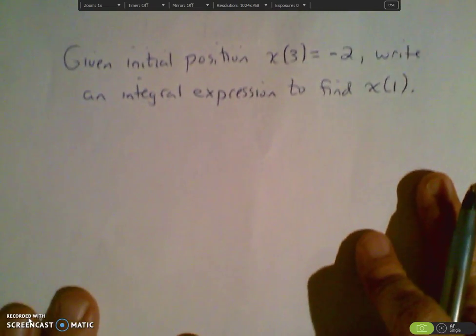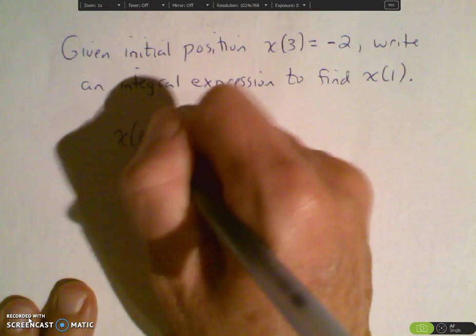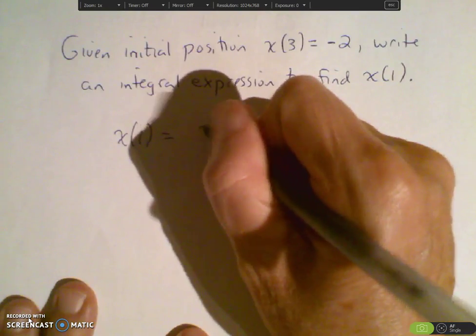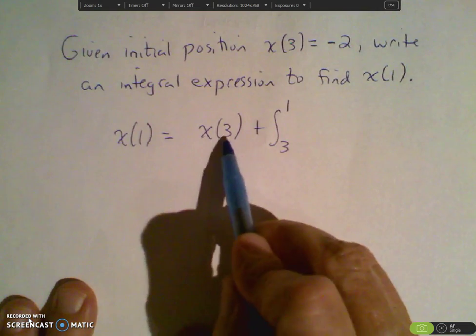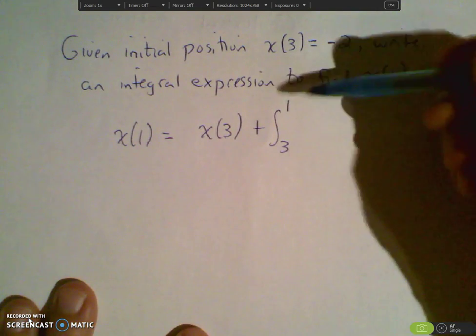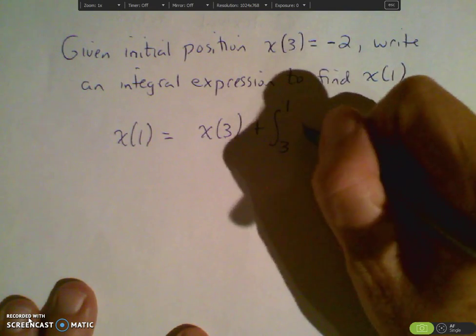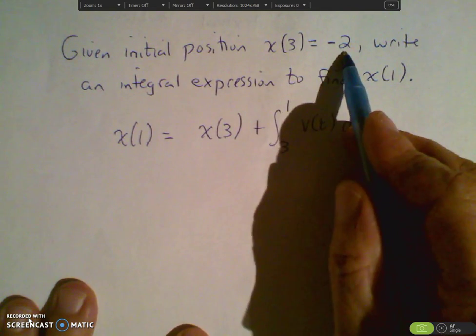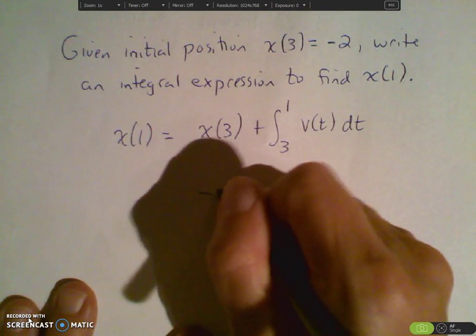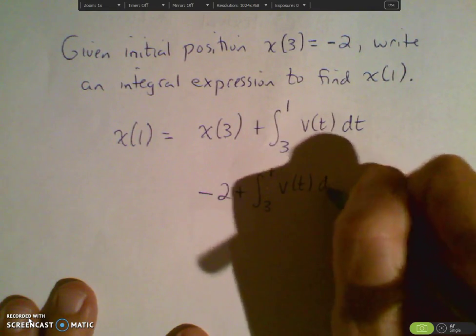Here's another example. Given the initial position x of 3 is negative 2, write an integral expression to find x of 1. So to find x of 1, I'm going to take my initial position, which is x of 3, plus the integral from 3 to 1. Notice that these values need to match, and this is the thing that I'm going to end up with. I'll end up with a position at time 1. v of t dt. We know that x of 3 is negative 2. That information was given. So now we have negative 2 plus the integral from 3 to 1 of v of t dt.